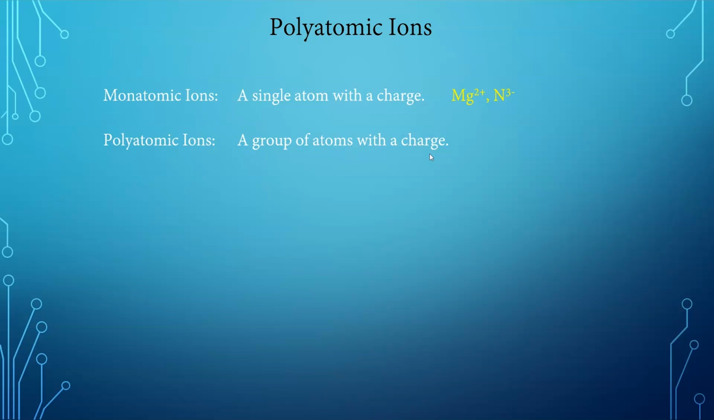Most polyatomic ions have negative charges. It's rare for one to have a positive charge. The ammonium ion here, that's the only example that you will run across in our class of a polyatomic ion with a positive charge. We're going to learn a whole bunch of them, like the carbonate ion, that have negative charges.